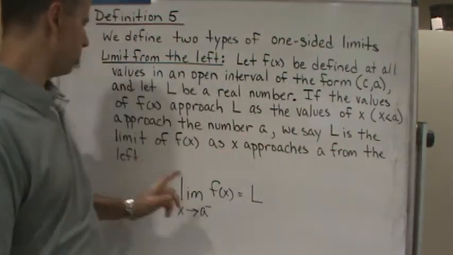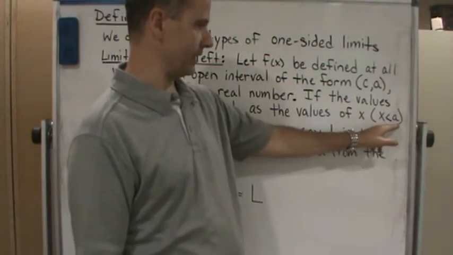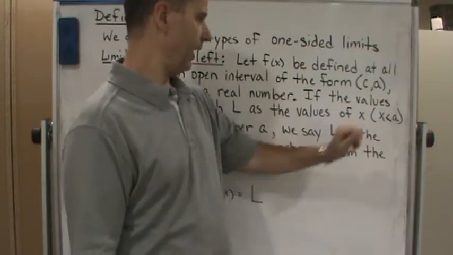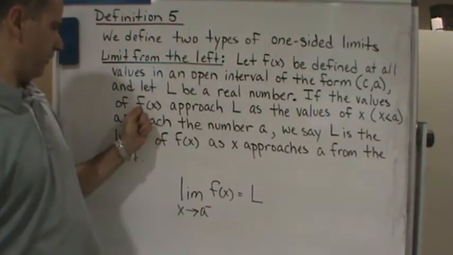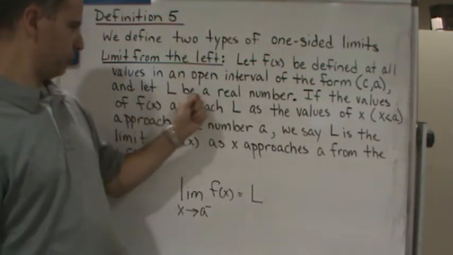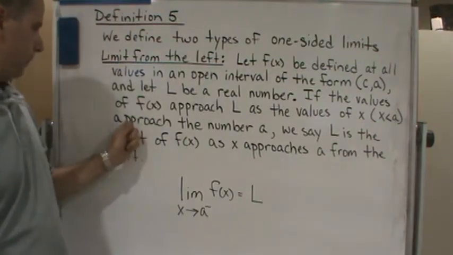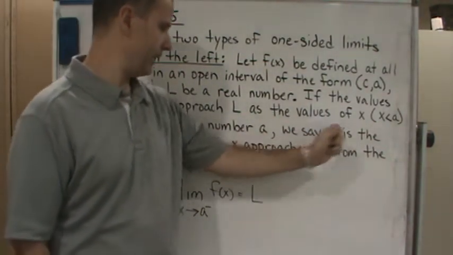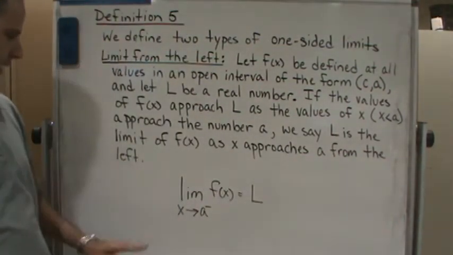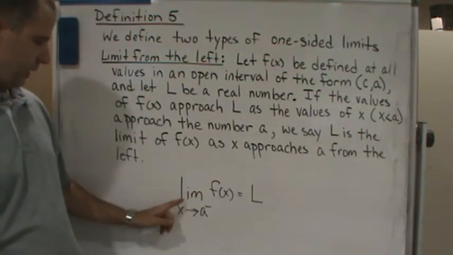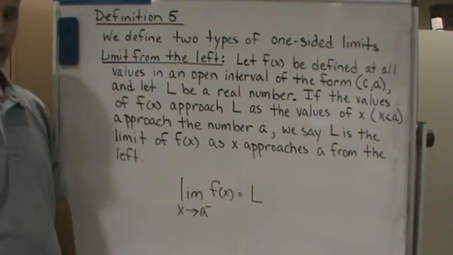If the values of f of x approach L as the values of x, where x is less than a, so we're on the left side of a, approach the number a, so again, if the values of f of x approach L as the values of x from the left approach the number a, we say L is the limit of f of x as x approaches a from the left. And this is the way we would write it symbolically. The limit as x approaches a from the left of f of x equals L. Okay?